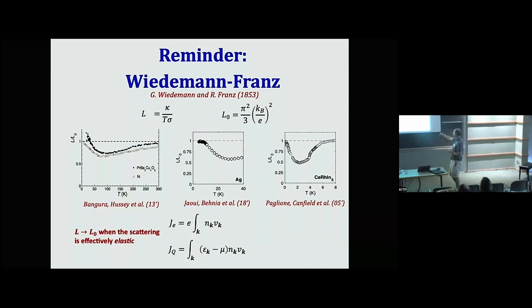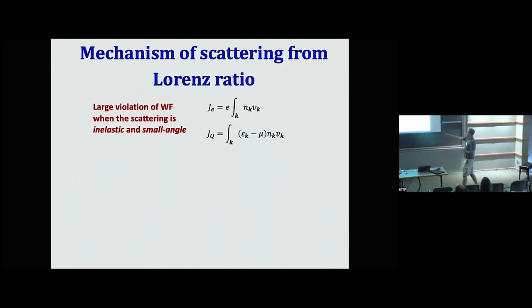And it recovers at high temperature, because at high temperature, the scattering of phonons is again quasi-elastic. The typical electronic energy is much bigger than the phonon energy, so the scattering is again quasi-elastic. Okay, so when would we expect large violations of the Wiedemann-Franz law? It's when the scattering is strongly inelastic, and also when it's both inelastic and small angle. Okay, so this is when there are strong scattering mechanisms that can effectively degrade the thermal current, but not the electrical current, and we would see this downward violation.